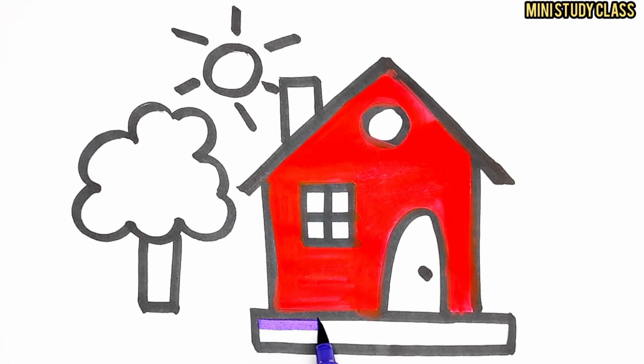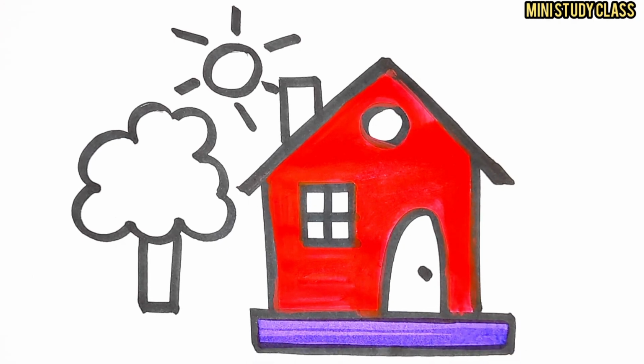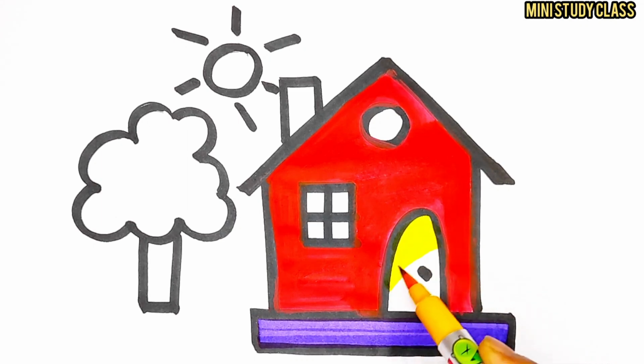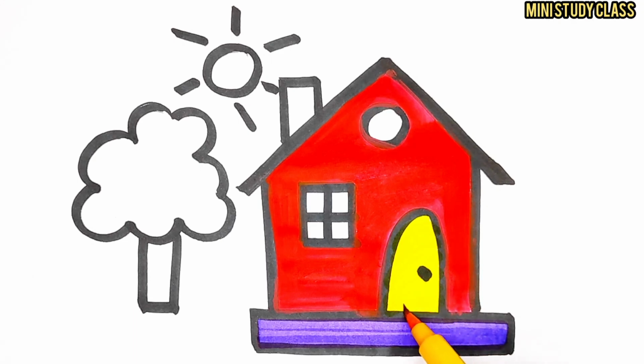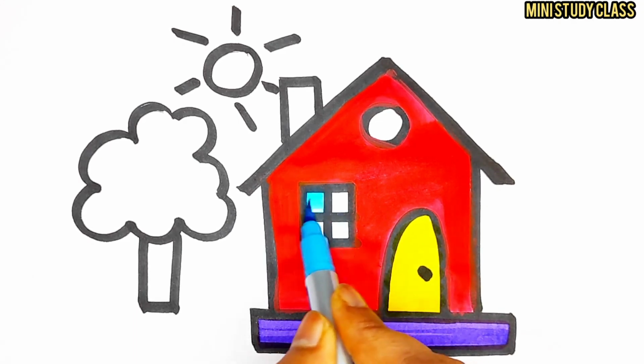We use purple color to color the bottom of the house. We use yellow color to color the door of the house. And we use blue color to color the window.